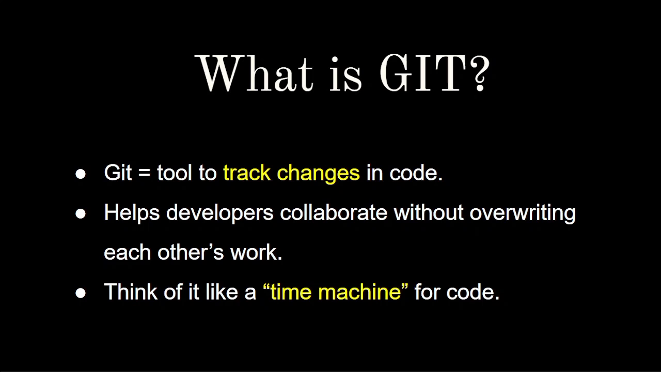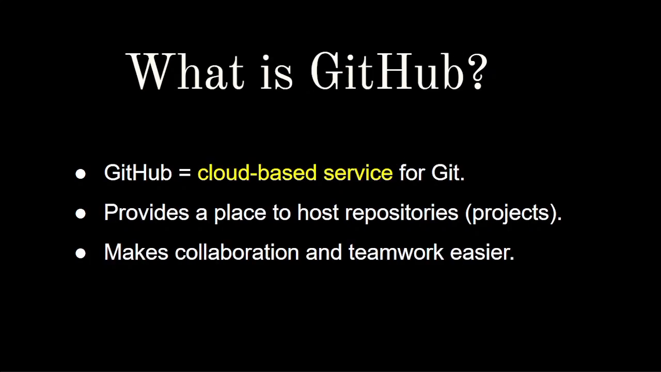Okay, so let's discuss what is GitHub. GitHub is a cloud-based service for Git. It provides a place to host your repositories. Now, what are repositories? Repositories are the projects that you can host on GitHub. A repository can be private or public. If you want other developers to collaborate with you and other people to see your repository, you can make it public. Otherwise, you can keep it private as well. You can make collaborations and it helps make teamwork very easy.